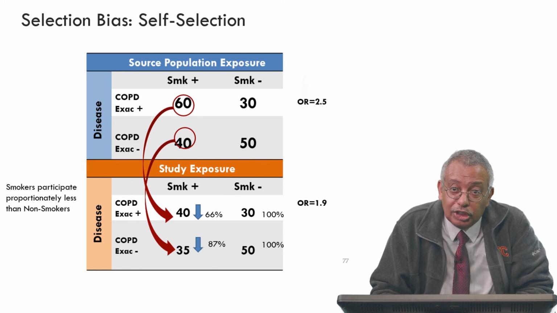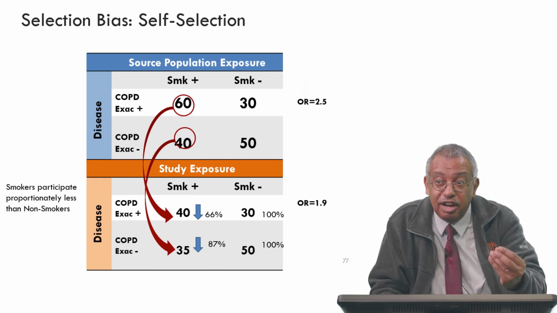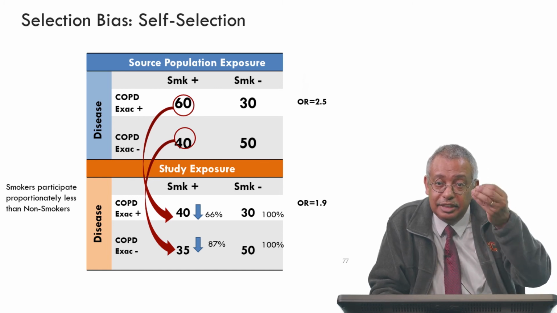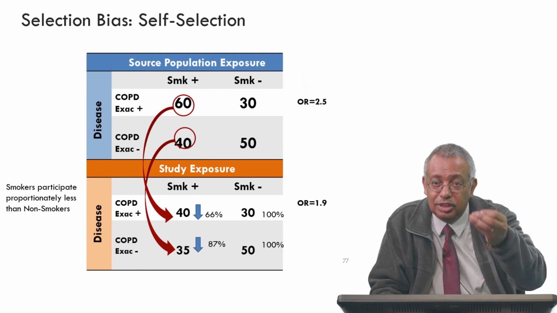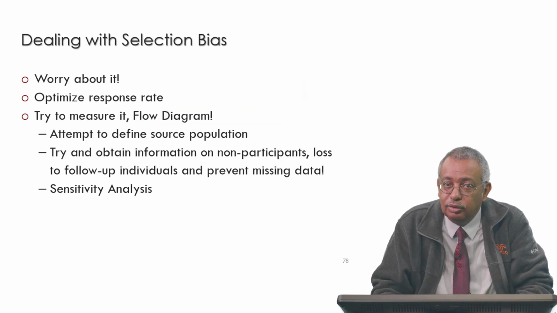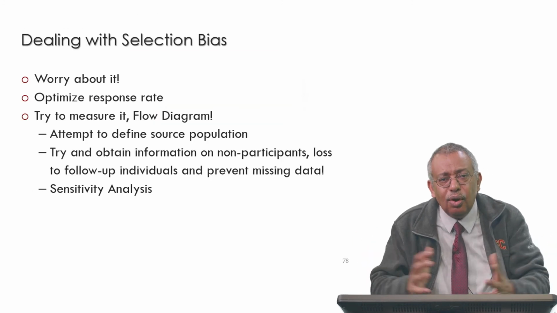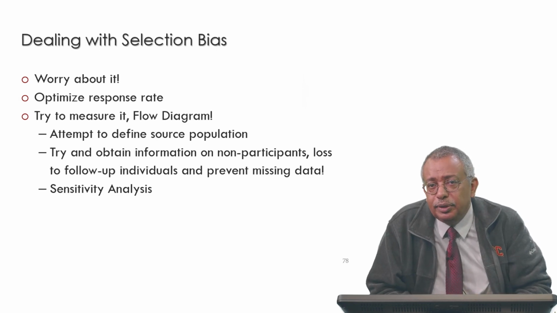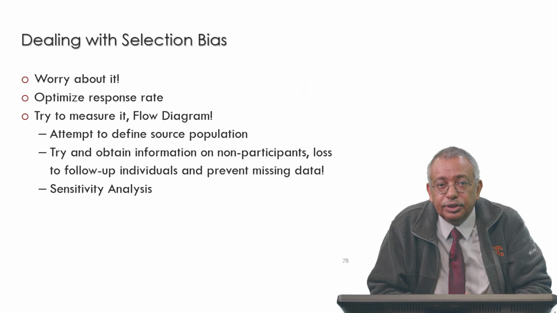The true odds ratio that you're trying to go after is 2.5, but you don't know that. The odds ratio that you end up with is 1.9. So this is an underestimation of the odds ratio simply because of this selection bias. So the issue is, how do you deal with selection bias? It's important enough that it could lead you to wrong conclusions. Of course, you have to worry about it.